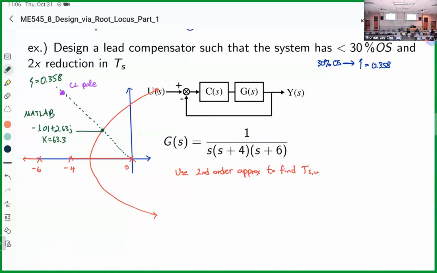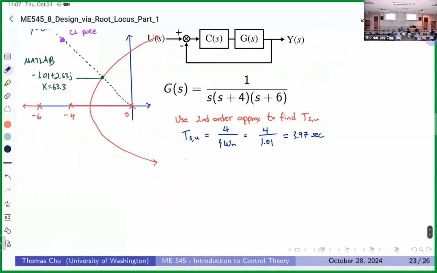All right, so now we have T settling time uncompensated is 4 divided by zeta times omega n. That's going to be 4 divided by 1.01, because that's the real part of the closed loop pole, which is roughly equal to 4 seconds. We say 3.97 seconds. If you say 4 seconds, I'm cool with that, because this is all approximations and it's not going to be exact.